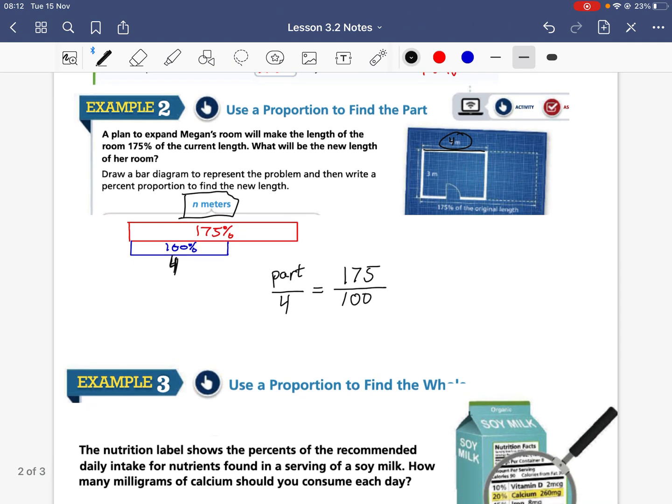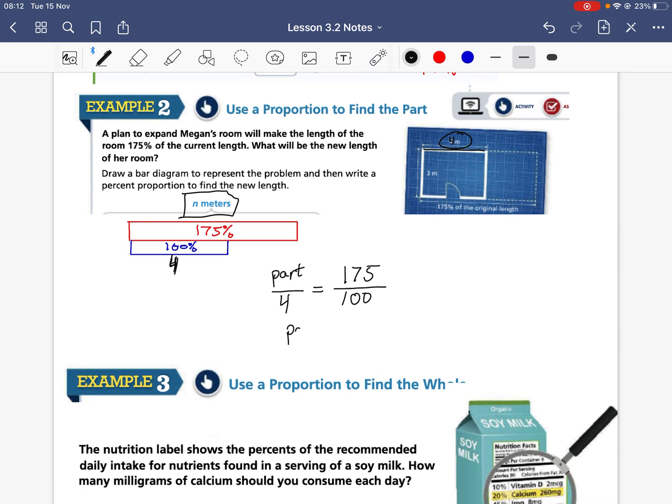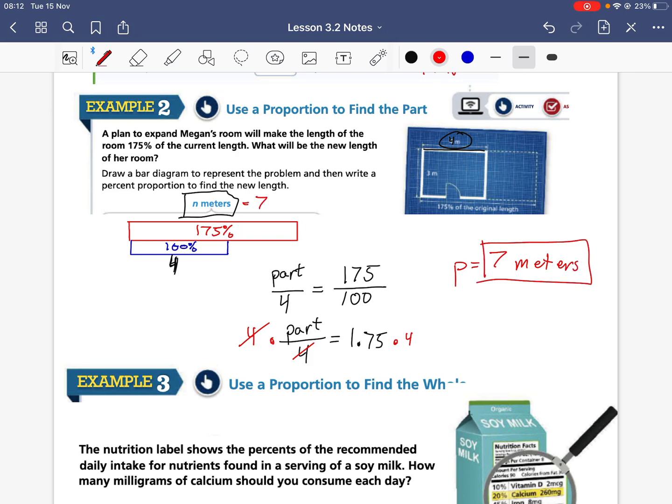So when we solve for this, we have part over 4 equals 1.75. Multiply both sides times 4. 4 times 1.75 gives us that the part is equal to 7 meters. Okay, so that length is 7 meters. Notice when our percent is larger than 100%, then our part is going to be bigger than the whole. Okay?